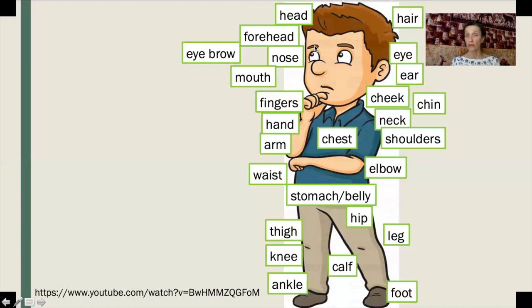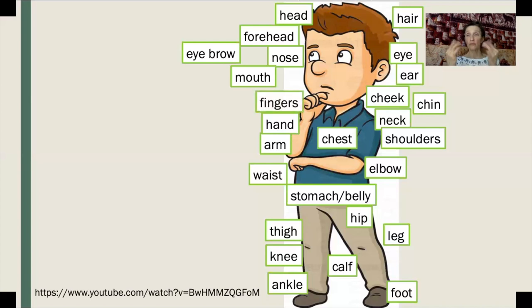Eyebrow. That's these. Okay, these. Eyebrow. Hair, that's this person. Eye, 眼睛, okay. Ear, 耳朵. Nose, 鼻子. Mouth, 嘴巴. Cheek, I don't know how you say that in Chinese, but those. Chin, this part here. Neck.